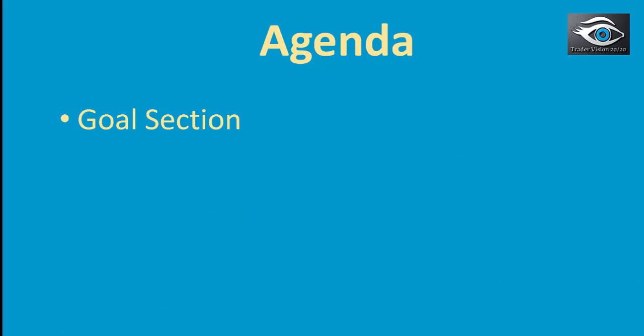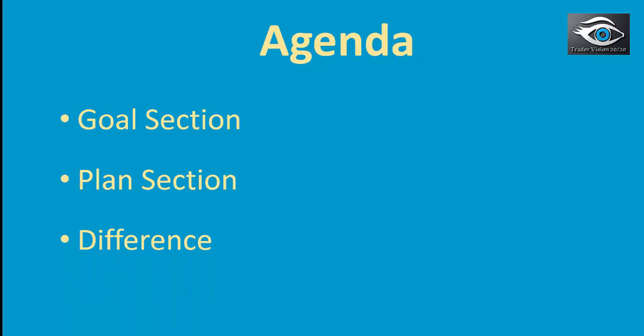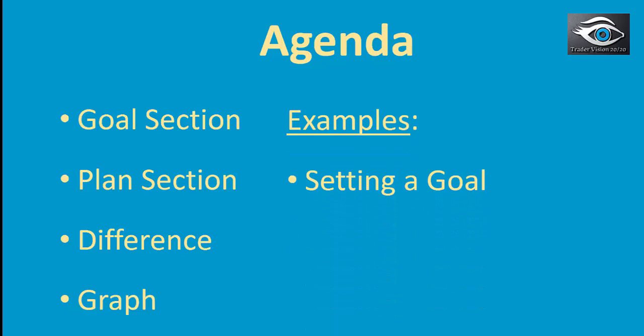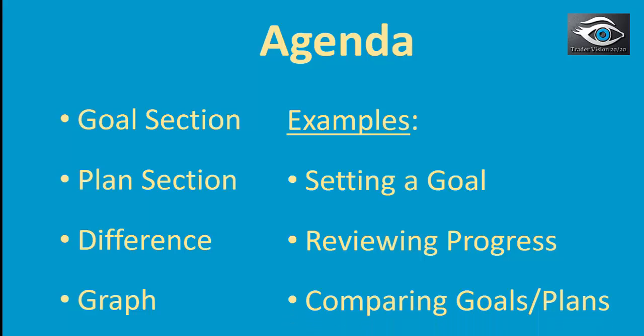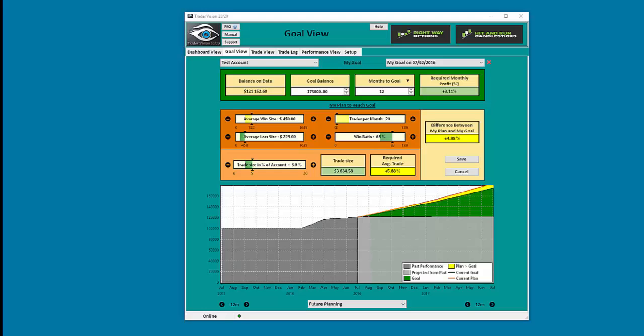Today we'll go over the new sections of GoalView, which include the Goal section, the Plan section, the difference between the Plan and Goal section, and then the graph. We'll then work through a couple of examples, one of setting goals, one of reviewing the progress of your current goals, and finally on comparing goals and plans, various versions. So with that said, let's get started.